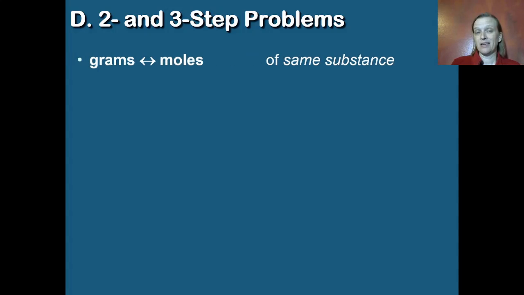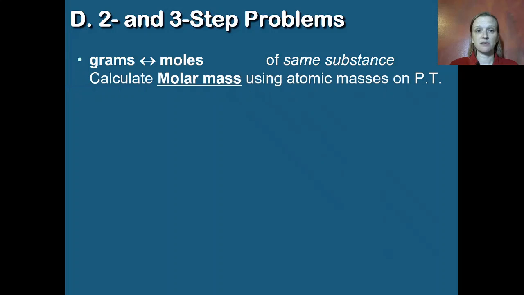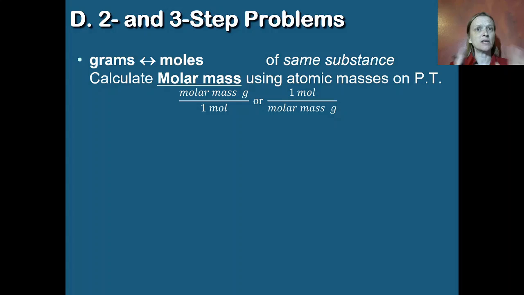So if you're going between grams and moles of the same substance, then you need to know the molar mass. You need to calculate that using the periodic table to get the atomic masses and adding them up. So these are the conversion factors you use if you're going between grams and moles or moles and grams. We've looked at this conversion factor before. Hopefully this is just a reminder.